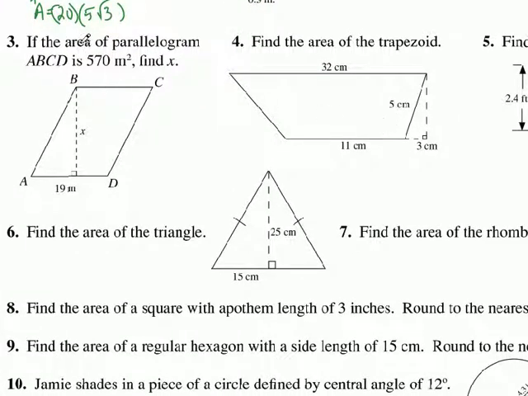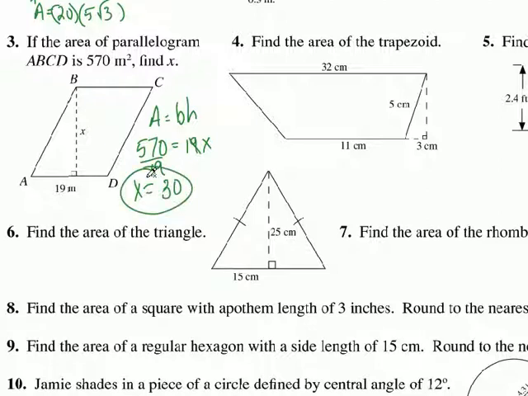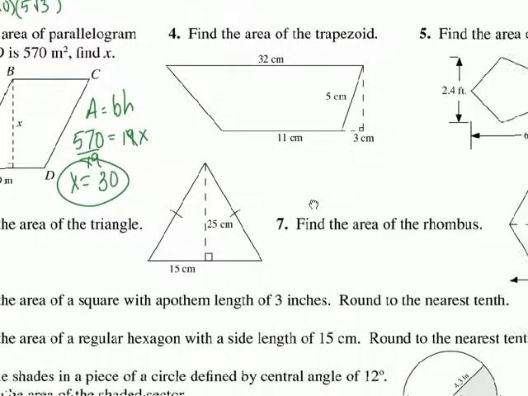This time they tell you the area. Right? And they ask you to find x, which is basically the height of the parallelogram. And they give you the base. So look, area equals base times height. So it's just a matter of dividing. So 570 equals the base, which is 19, times the height, and the height is x. Divide both sides by 19, and x, number 3, is 30. Good. Wow, these are pretty easy, aren't they? That was the easiest one so far.